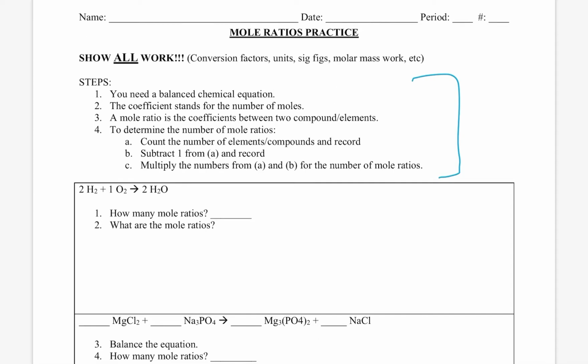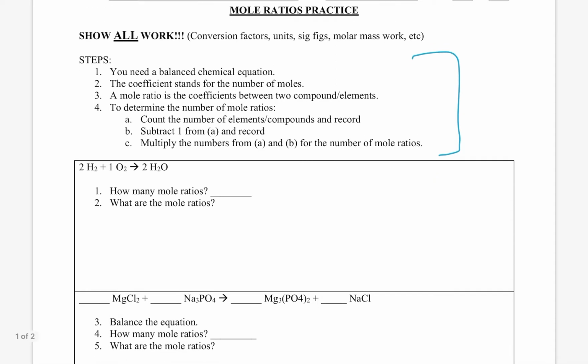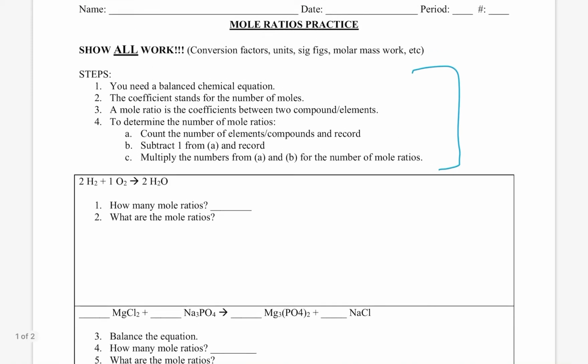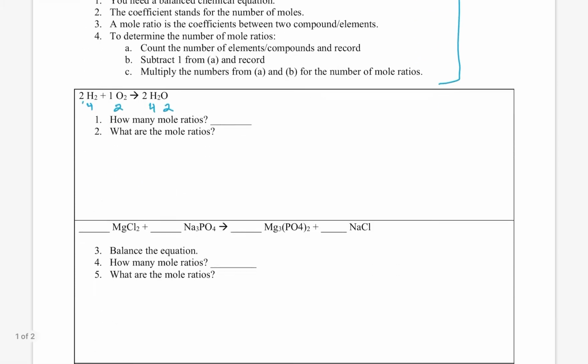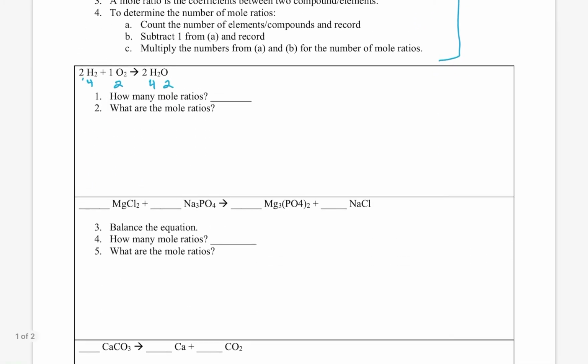So it says 1, you need a balanced chemical equation. In this first problem on your worksheet, it's already balanced for you. So you can check it if you want. Here you have 4 hydrogens, here you have 2 oxygens, here you have 4 hydrogens, and you have 2 oxygens as well. So we know that one's balanced. In this one, you do need to balance it.